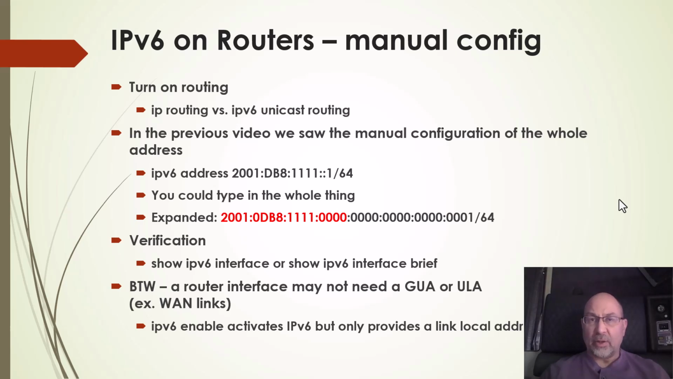Routers use link local addresses to get traffic from one hop to the next, and so you don't actually need a globally unique address on those interfaces. So you could just turn on IPv6 and call it a day. So let's remind ourselves quickly on what this looks like.